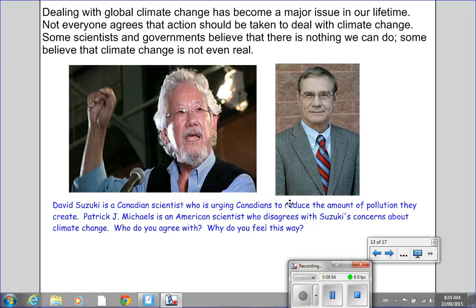Now, on the left here, we see David Suzuki, who is a well known and well respected Canadian scientist who is urging Canadians to reduce the amount of pollution they create. On the right, however, Patrick J. Michaels is an American scientist who disagrees with Suzuki's concerns about climate change.